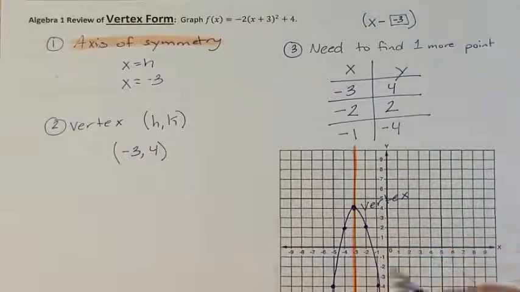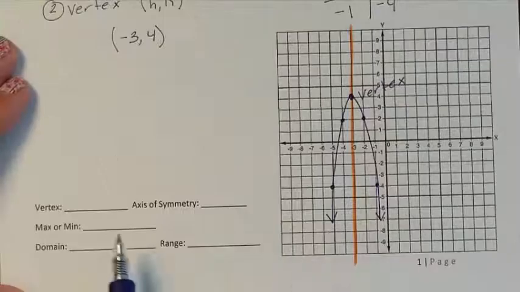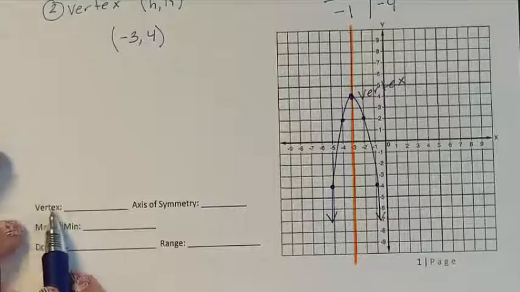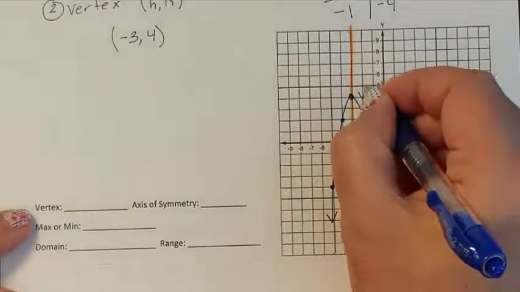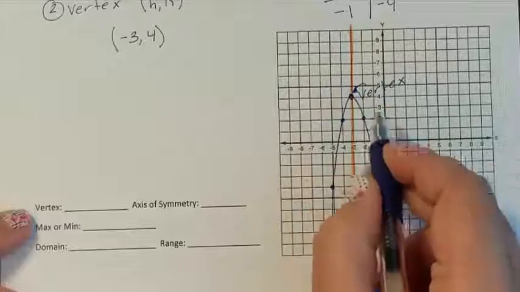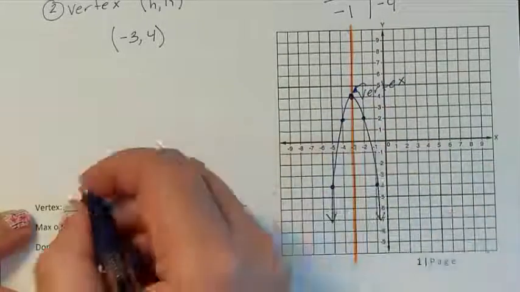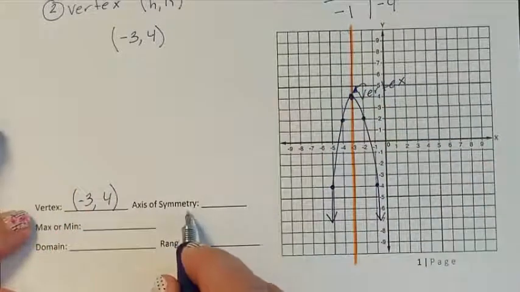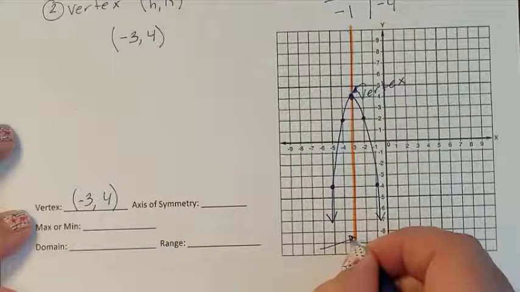This is us using all of our Algebra 1 skills. This is how we learned to graph it in Algebra 1. Now we're being asked to answer a few questions. Our vertex. We identified our vertex to be this coordinate point right here. It was the coordinate point (negative 3, 4). Our axis of symmetry is this orange line right here.